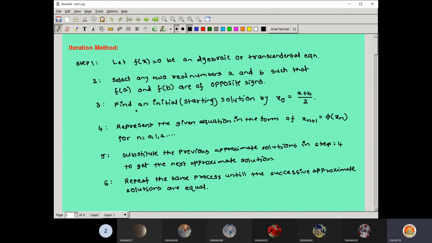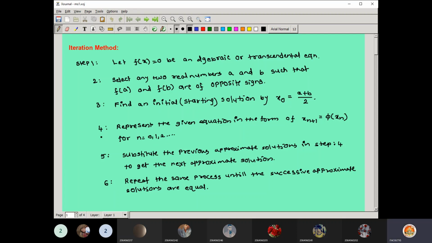Step number 3, third step. From here it changes a little. Find an initial, also called starting, solution by x naught equal to a plus b divided by 2. So you are calculating the starting solution by the formula x naught equal to a plus b by 2. This was already there in the bisection method. Only the first solution is calculated like this.